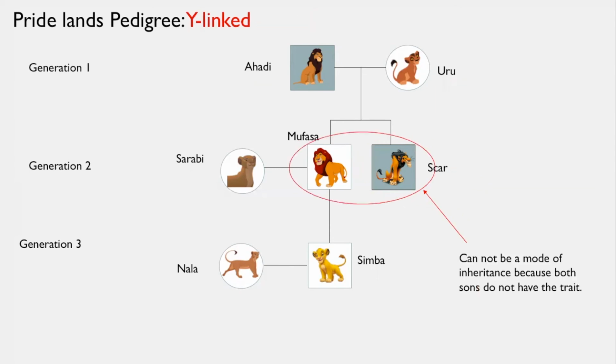The last mode of inheritance is Y-linked. If a trait is Y-linked, it would mean that all of the boys in the second generation would have the trait. This is true because Y chromosomes are passed down from the father to his sons only. Since Scar has the trait and Mufasa does not have the black mane trait, it can be concluded that the Y-linked mode of inheritance does not work for this pedigree.